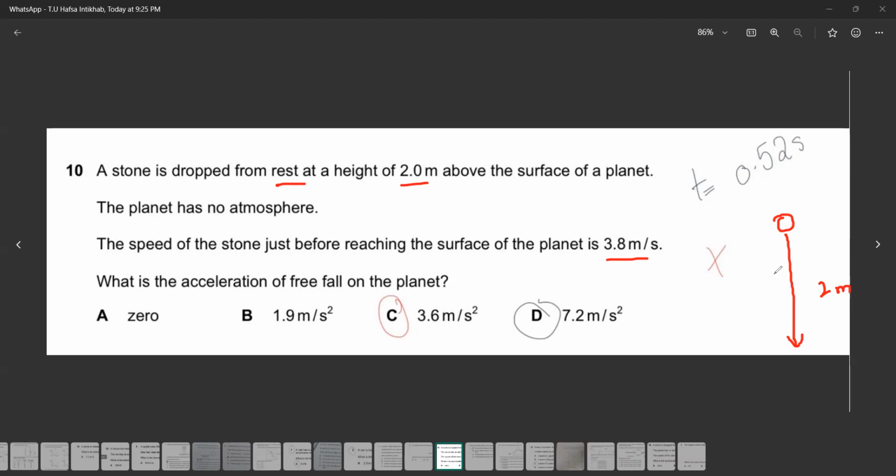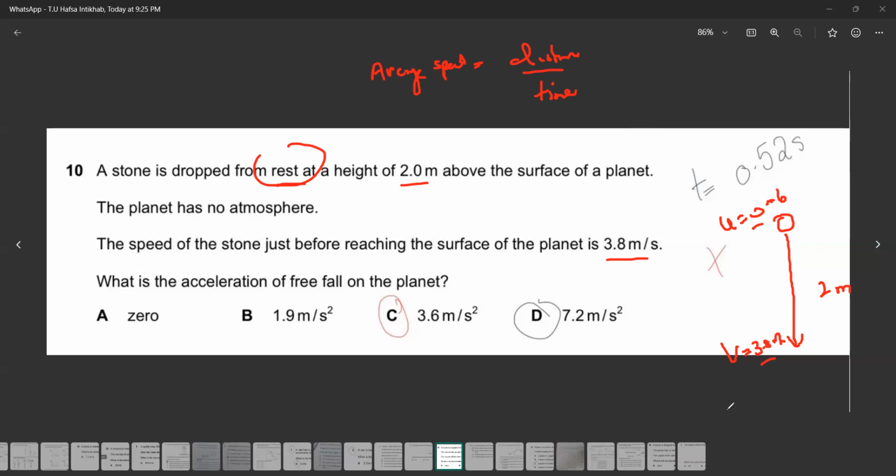First, we'll find the speed at which it hits the ground, that is 3.8. And the starting speed, because it is dropped from rest, is 0. So whenever the speed is not constant, the speed is changing, we use the formula that average speed is equal to the distance divided by time. And what is the average speed here? It starts with 0. When the speed is changing, it is the initial plus final divided by 2.